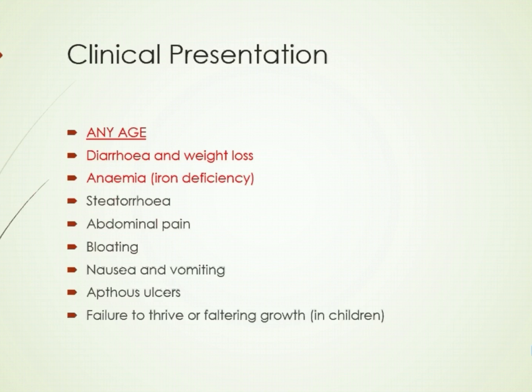Other features of its presentation may be steatorrhea, abdominal pain, bloating, nausea and vomiting, aphthous ulcers, and in children it can be an important cause of failure to thrive or faltering growth. These features are all quite non-specific, so just remember what we said at the start: diarrhea, weight loss and anemia. These are the important things to keep in your head.